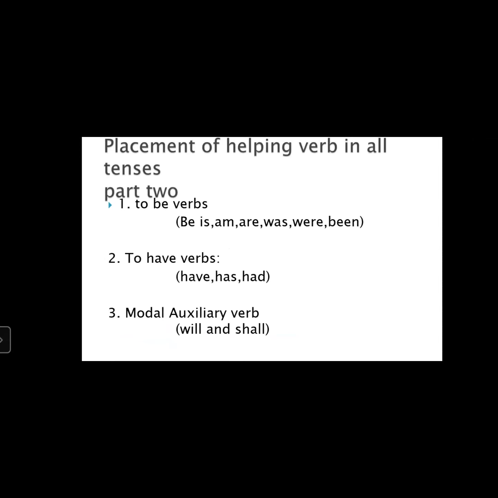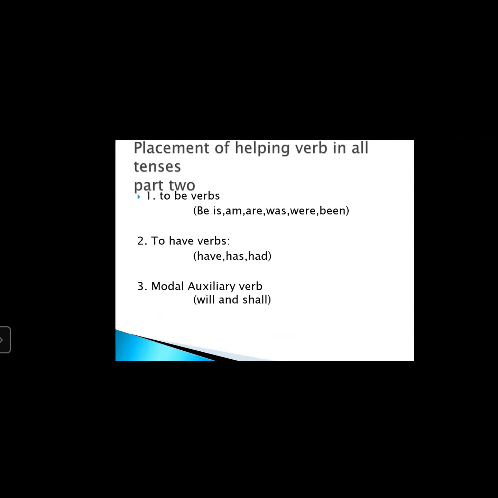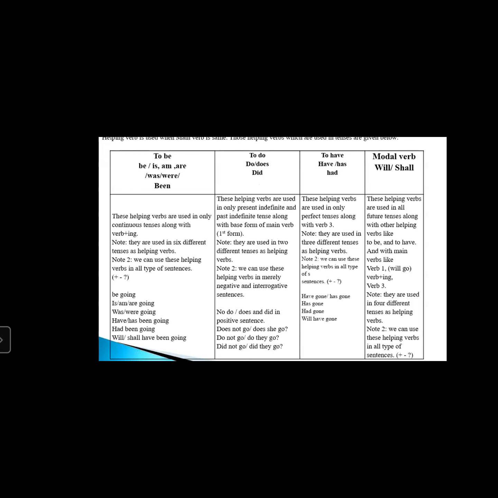So now the question is, with which main verb is the to be verb used? Where can we use have or has or had? Or where can we use will and shall? So now let's see one by one. First of all, we have the to be verbs: is, am, are, was, were, been. These helping verbs are used in only continuous tenses.